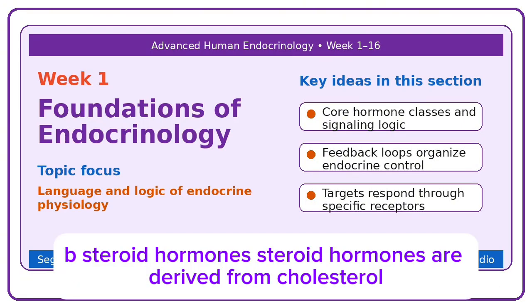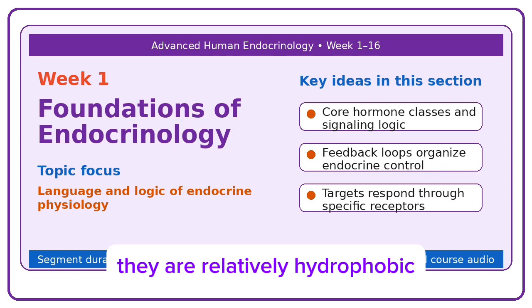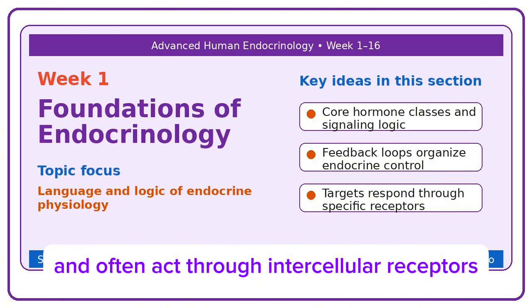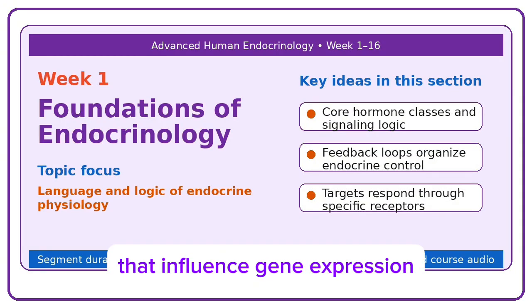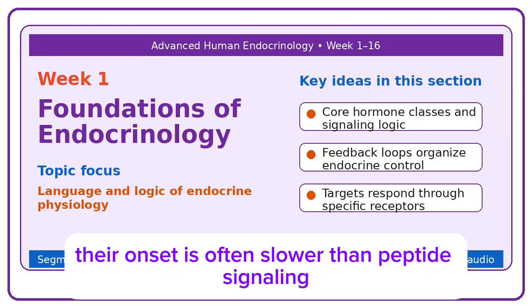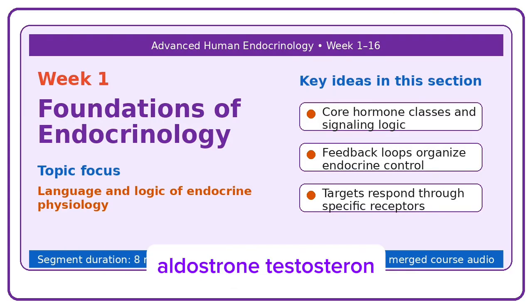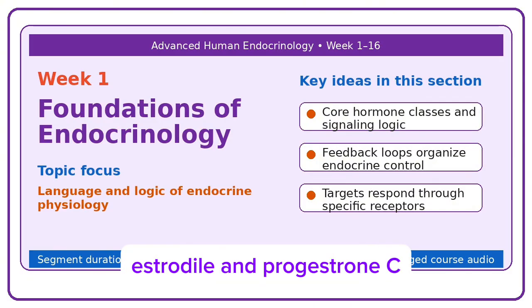B. Steroid hormones. Steroid hormones are derived from cholesterol. They are relatively hydrophobic, usually travel with carrier proteins in blood, and often act through intracellular receptors that influence gene expression. Their onset is often slower than peptide signaling, but their effects may last longer. Examples include cortisol, aldosterone, testosterone, estradiol, and progesterone.